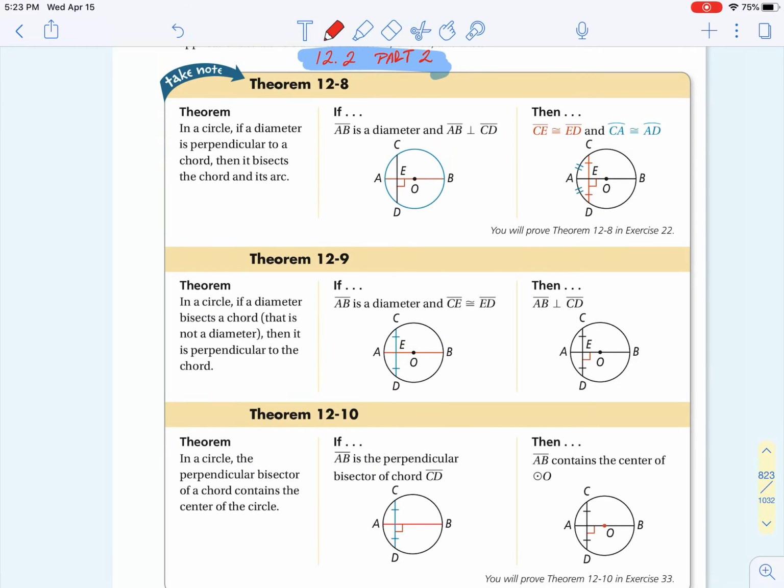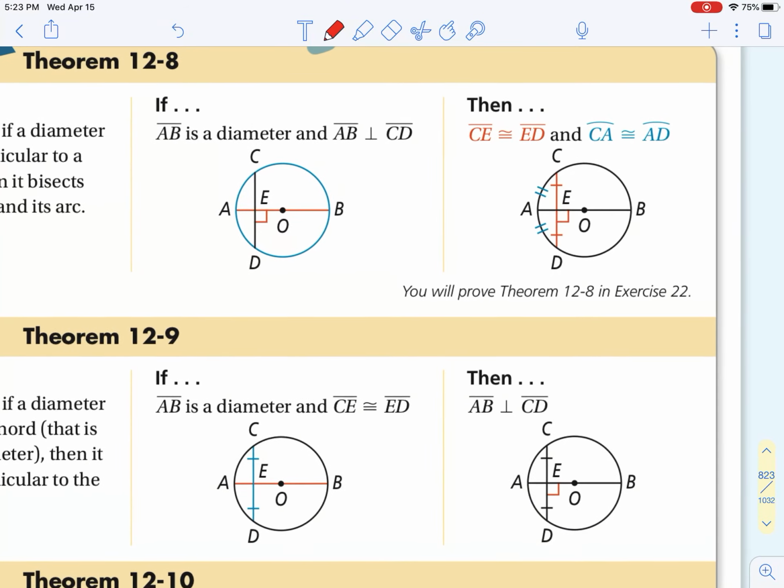It says if AB is the diameter, so here's AB. Actually, let's do this guy. If AB is the diameter and AB and CD are perpendicular, then this should tell you that this guy is bisected, and this also tells you that the arcs created are equal to each other. So that is theorem 12-8. Again, this is probably the biggest one here: if you know that this is a diameter and that guy is a 90-degree angle, this side is equal to that.